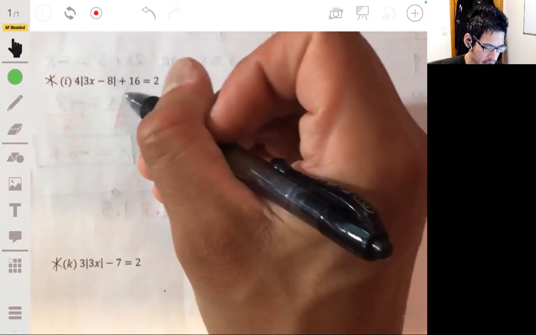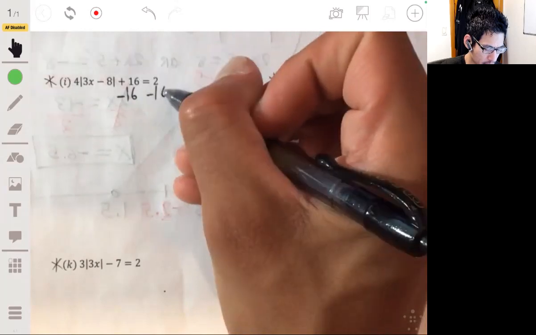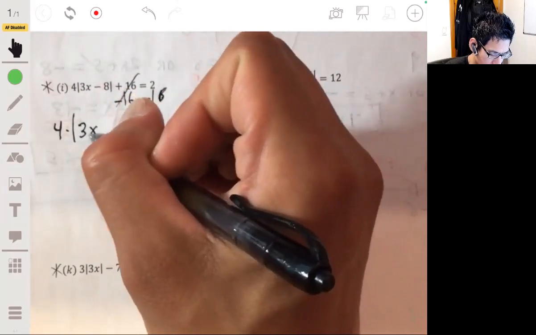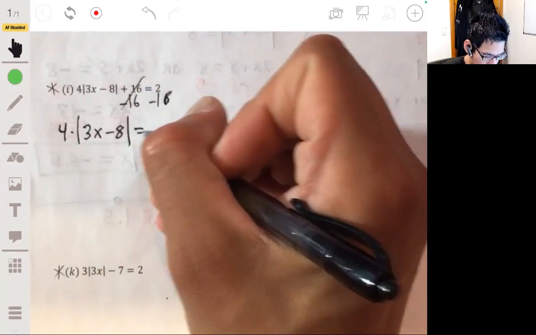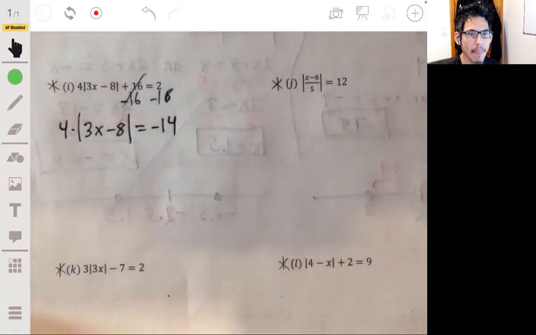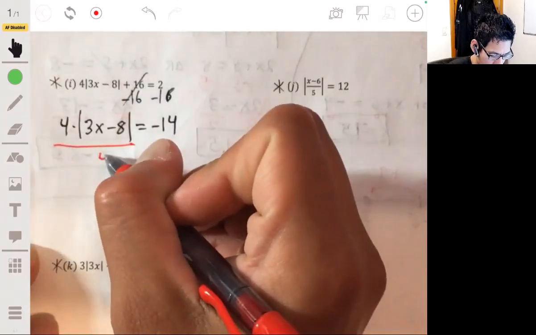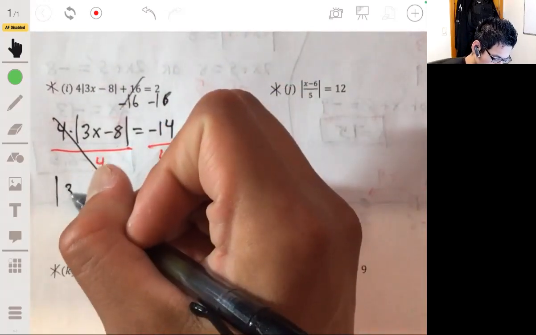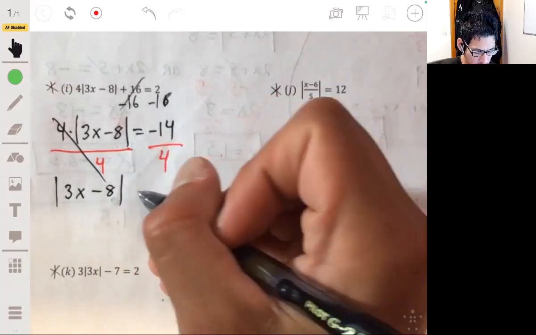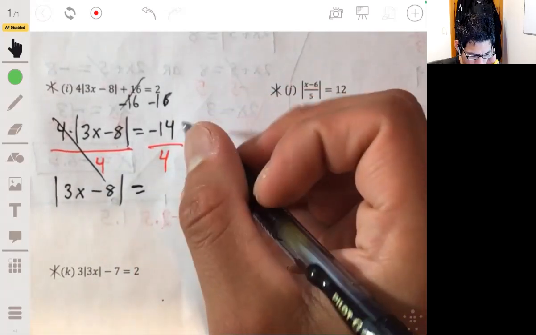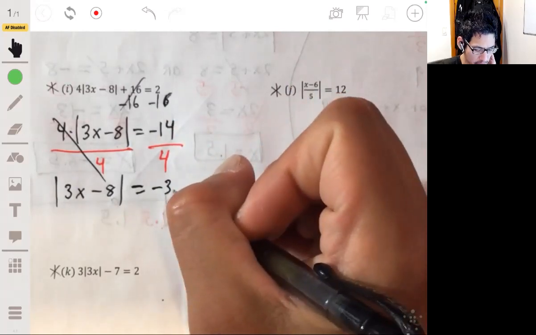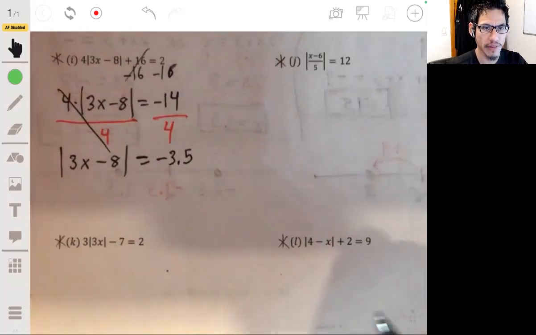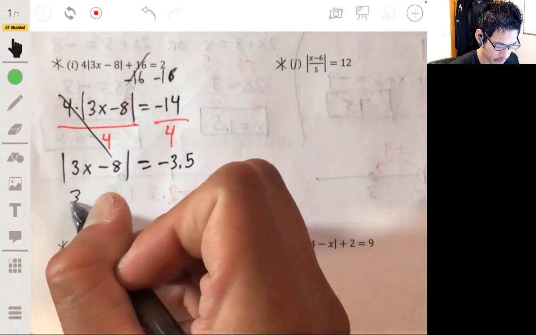So let's solve for x first. We're going to take away 16 here. We get 4 times the absolute value of 3x minus 8 equals negative 14. Divide both sides by 4. The absolute value of 3x minus 8 equals, what is that? Negative 7, negative 3.5. Oops. And then we just make our two equations.